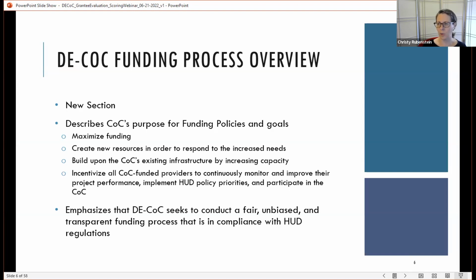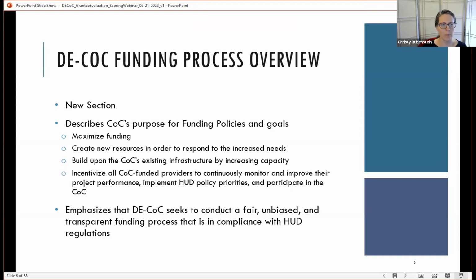So that we can be clear with everybody, including the grantees, why the process and decisions made are what they are, because we have these goals to maximize funding, to create new resources, to build upon existing infrastructure, to increase capacity, and to incentivize all of our CoC funded providers to keep improving performance and implementing HUD and CoC policies and participating in the CoC.